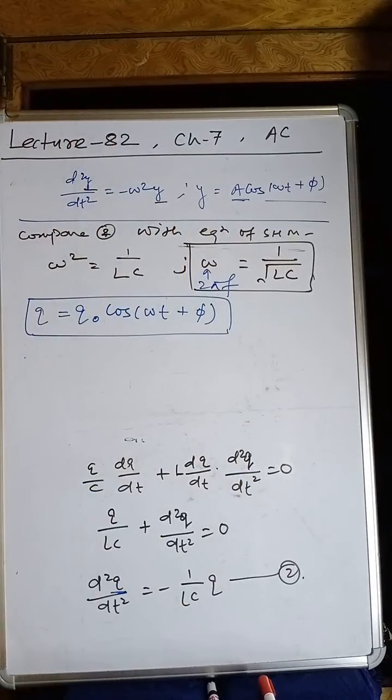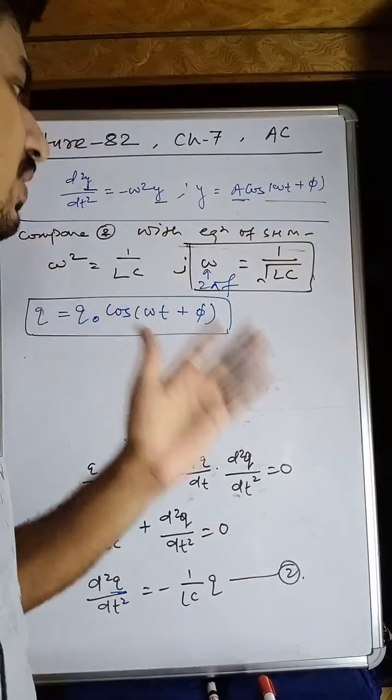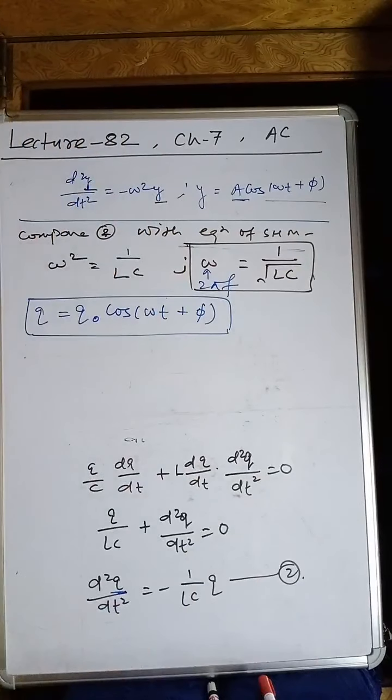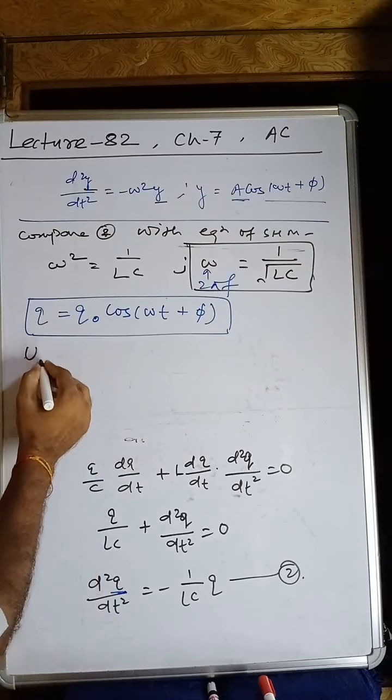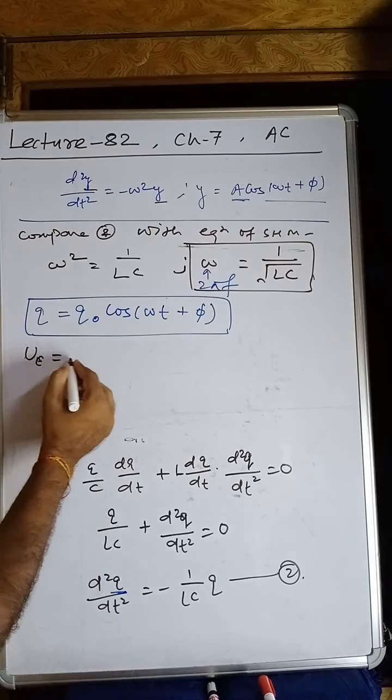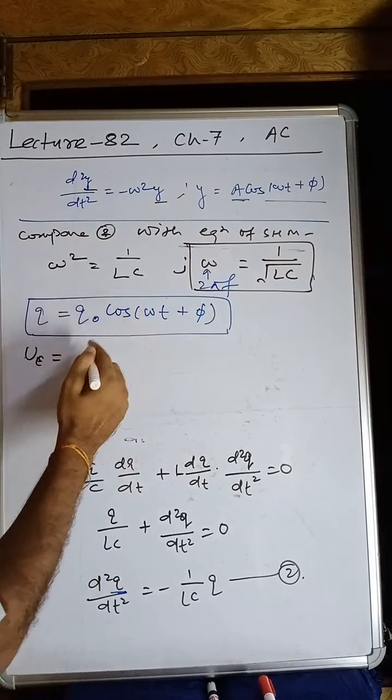Okay, now try to understand. If we try to write the equation for the energies in the capacitor as well as the inductor, then we can write here the energy in the capacitor, in the presence of electric field, as U_E equals Q square over 2C.